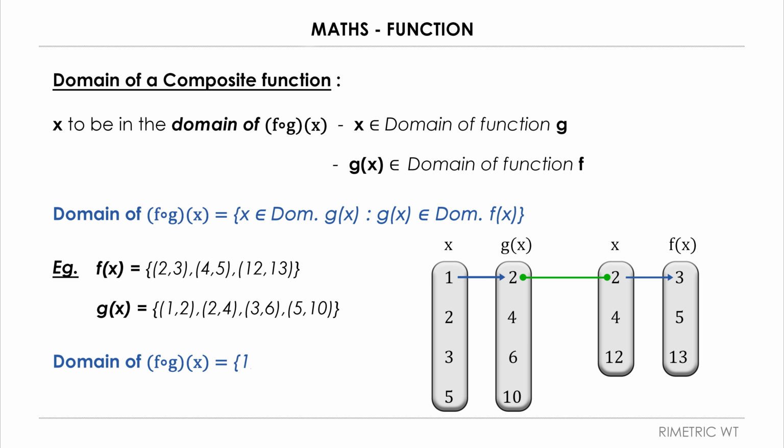The same goes for the second member of the domain of g, which is 2, since g of 2 is 4, and 4 is a member of the domain of f. Therefore, 2 will be in the domain of the function f of g of x. However, for the remaining members, x equals 3 and x equals 5, since g of 3 and g of 5, which are 6 and 10, are not found in the domain of f, as a result, they won't be included in the domain of f of g of x. Therefore, the domain of the function f of g of x will be the set containing 1 and 2.